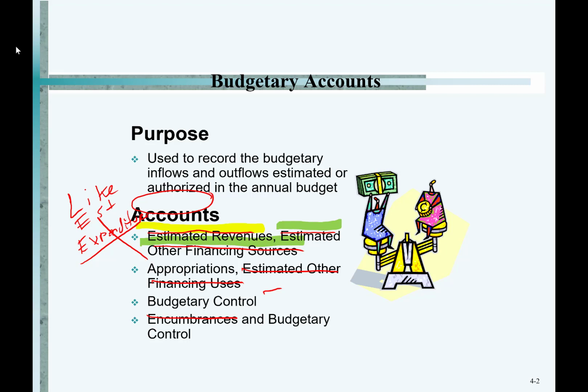Now, we also have an account here called appropriations. Appropriations are like estimated expenditures, but we don't call them that. The correct name is appropriations. They are not called estimated expenditures. They are called, everybody say it? Appropriations. Now, what happens? A government cannot spend money unless the legislature appropriates that money for spending. It is a legal authority to spend, and a government can't spend a dime unless that money is appropriated.